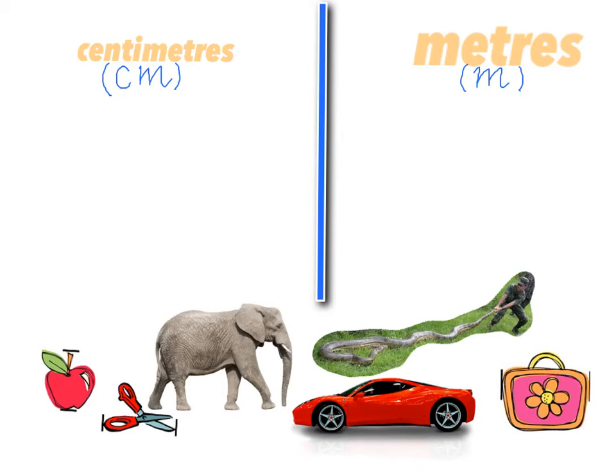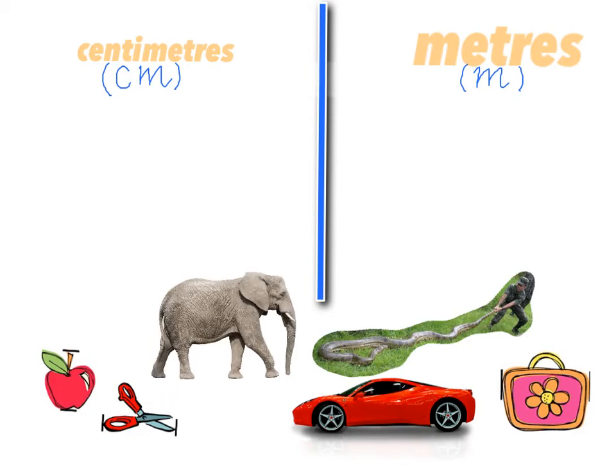Okay, we're going to have a look at the length of these objects, and we're going to sort them based on which metric unit we would use to measure the length of each of them. So if you think we would be measuring them using centimetres, we'll put them in the centimetres column, and if you think we would measure the length of the items using metres, we'll put them in the metres column.